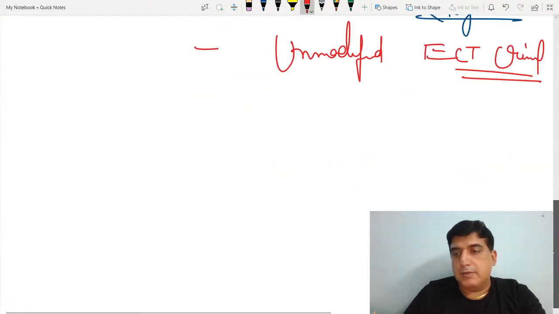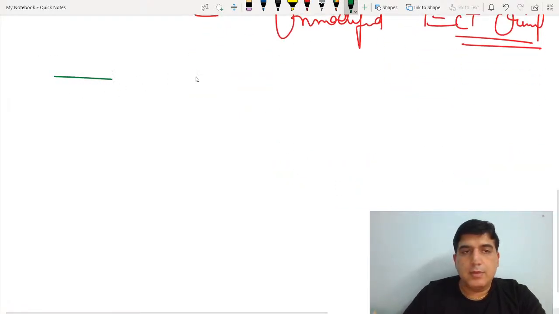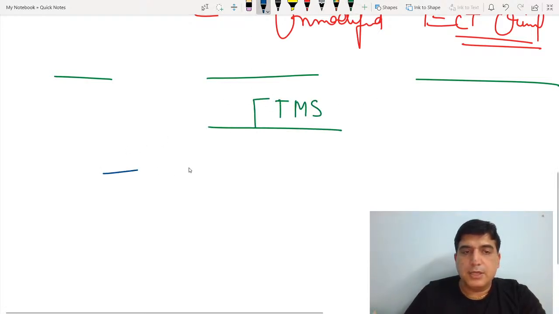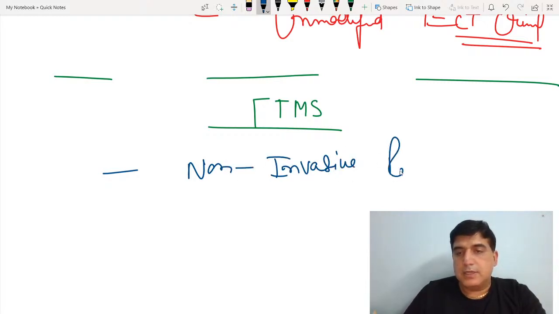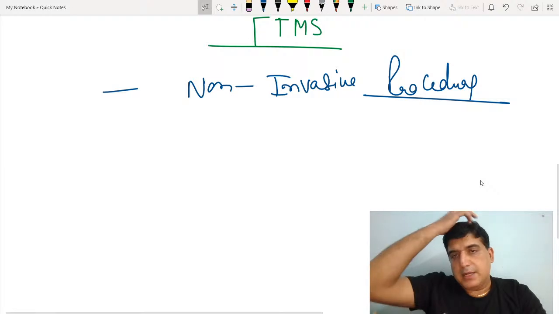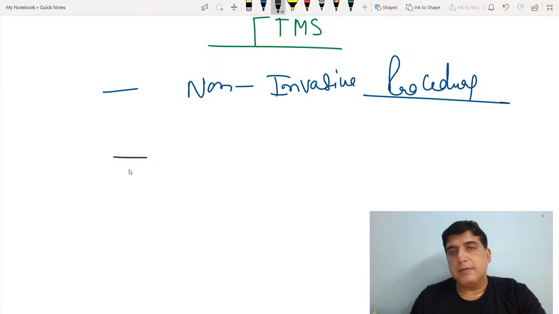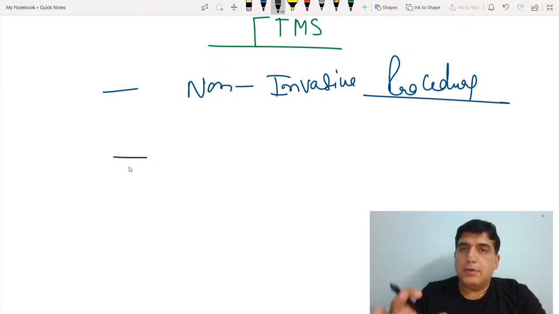Repetitive transcranial magnetic stimulation is a non-invasive procedure, number one. Basically, we create a magnetic field, and with this magnetic field we localize on a particular brain area where we want to focus. And that's how we treat various treatment resistant psychiatric disorders.